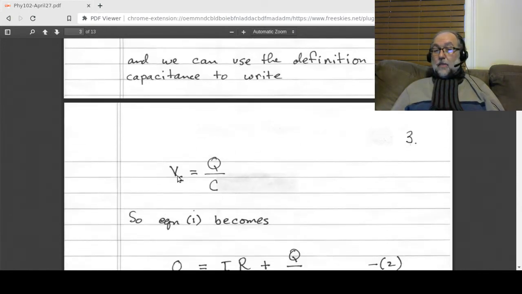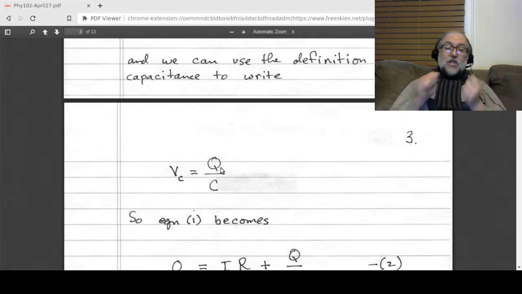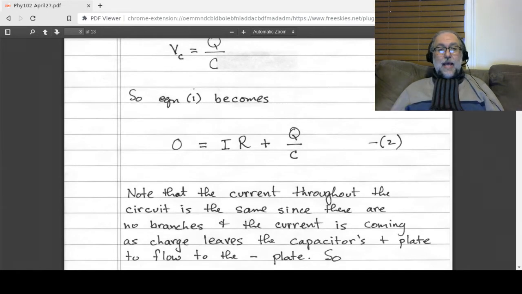And does the potential across the capacitor, VC, change over time? Sure, because the charge in the capacitor changes over time. So both of those potentials are changing, but they're changing in such a way that one compensates for the other. And that's exactly what this equation is saying here.